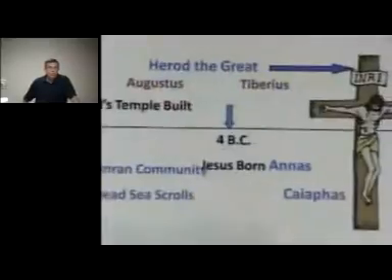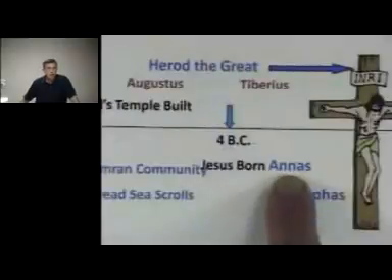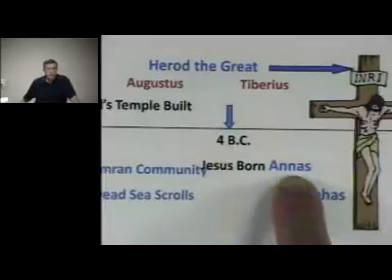Annas was actually the high priest. He's in blue because he was a Jew. He was high priest from AD 6 to AD 14. Now that's when Jesus was a boy. There were several high priests between Annas and Caiaphas: Annas' cousins, his brothers, everybody in his family. This was like the old godfather of the high priesthood, a political chess mover on the Jewish political chessboard.